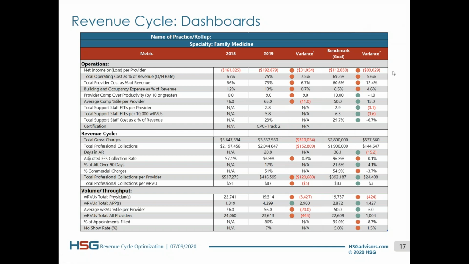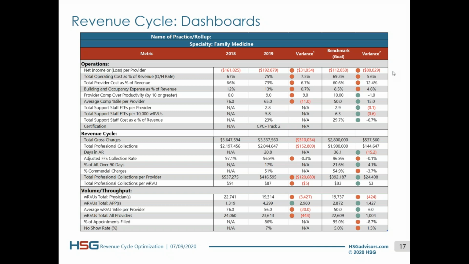But the rev cycle piece takes a look at 8 key metrics, and that's gross charges and collections, days in AR, what's your collection rate, what's your percentage in those buckets, what's your commercial, and then the collections per provider and the collections per work RVU.